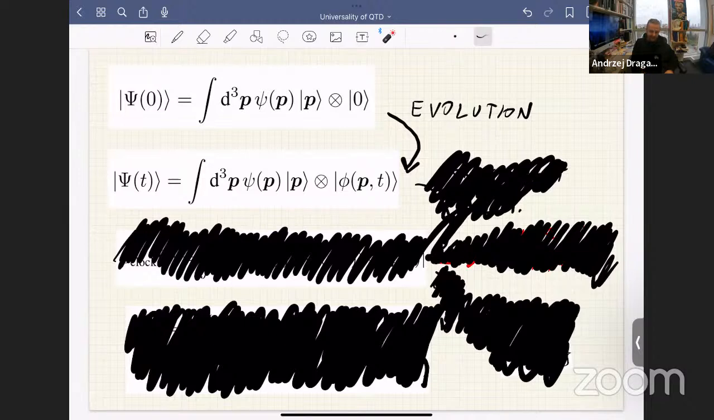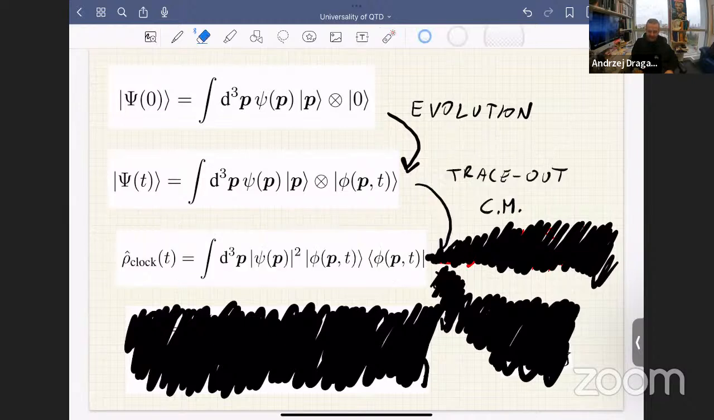Okay, the next step is that you don't care about the state of the motion, you only want to look at the state of the clock. So what you do, you trace out the motional degrees of freedom and you only look at the state of the clock. So what you get is a density matrix that is in general mixed, because you had some correlations with this other degree of freedom, and when you trace it out, superposition is turned into a mixture.